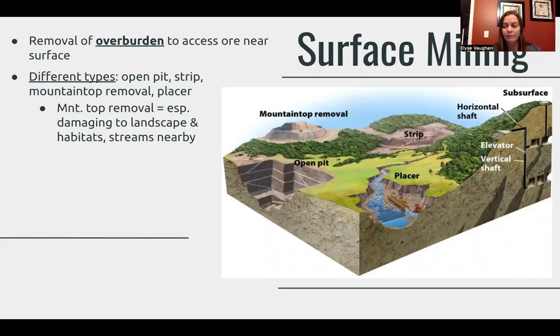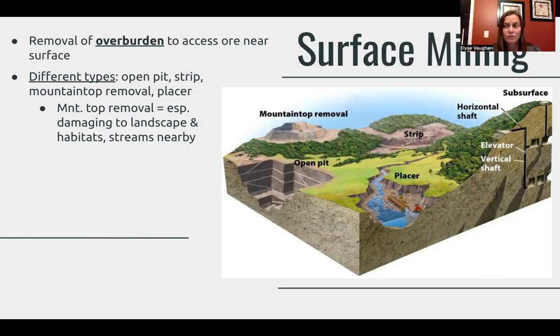You also have placer mining, which is a little bit unique. So placer mining is what you probably think of when you think of the gold rush. Placer mining involves using a sieve or a screen to separate out sediment in a stream or river so that valuable materials like gold can be recovered. The final type of surface mining is mountaintop removal.